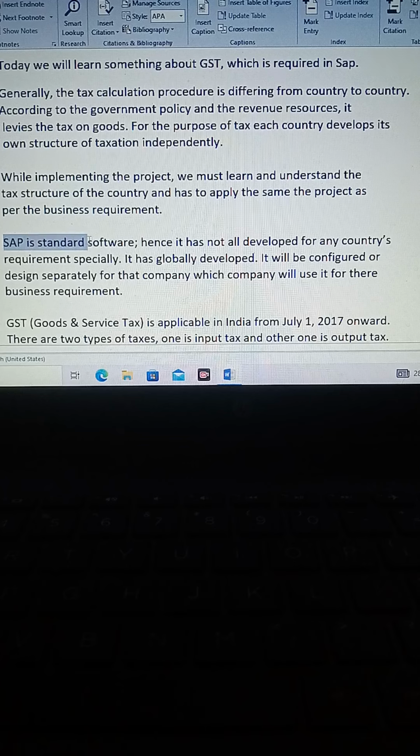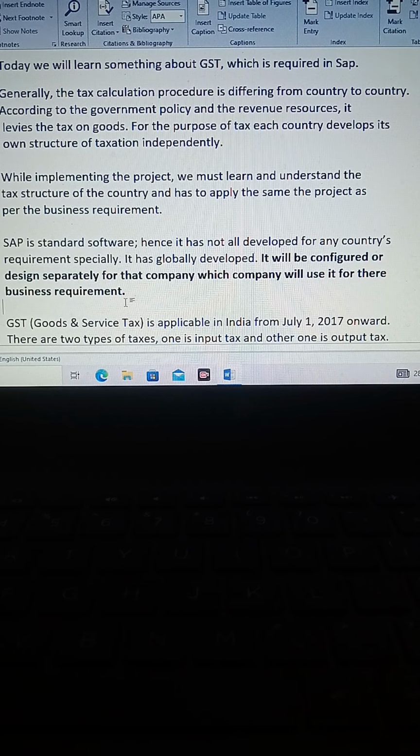Now, SAP is standard software, and it is not developed especially for any one country's requirements. It has been developed globally. It will be configured and designed separately for the company that uses it, according to their business requirement.